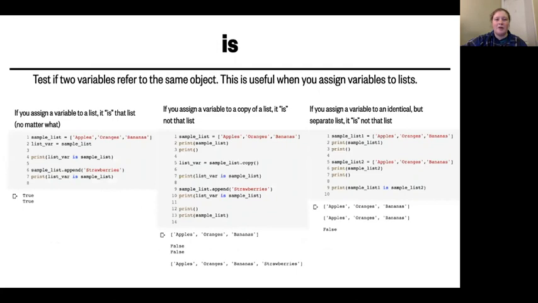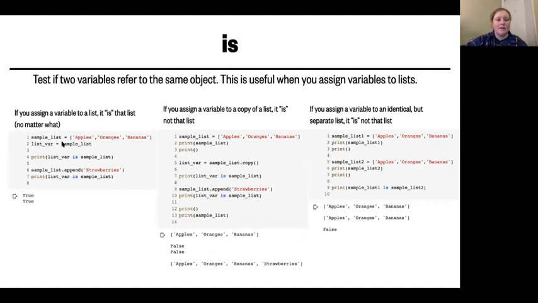The last thing I want to talk about is the is operator. This operator tests if two variables refer to the same object. This is really useful when you assign variables to lists. We talked a little bit about how this works when we were talking about the copy function in lists, so we're going to go over it a little bit more in detail. If you assign a variable to a list, it is that list, no matter what. So if you change it, it will still continue to be that list.